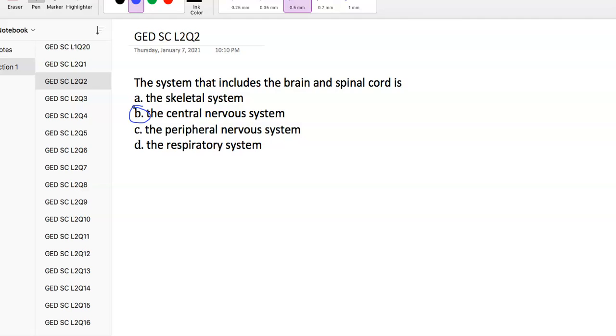The peripheral nervous system contains the nerves, which leave the brain and the spinal cord and travel to certain areas of the body. The peripheral nervous system's main job is to send information gathered by the body's sensory receptors to the central nervous system as quickly as possible. The human skeletal system consists of 206 bones, as well as a network of tendons, ligaments, and cartilage that connect them. Right, so that's answer choice A, the skeletal system.